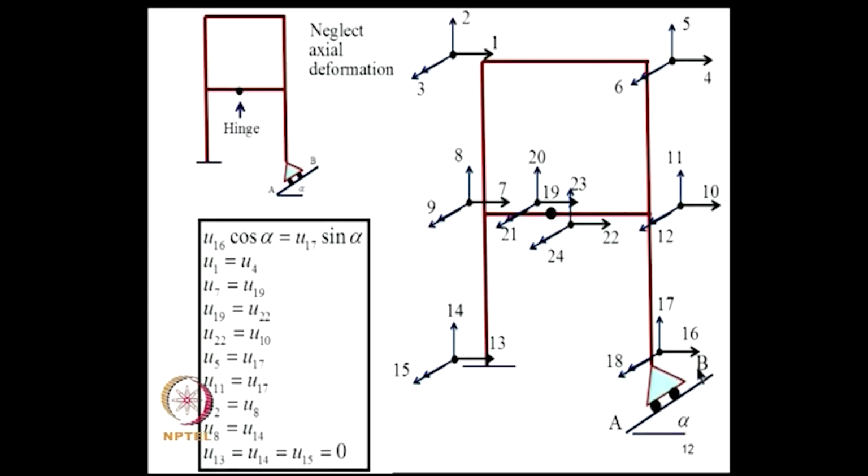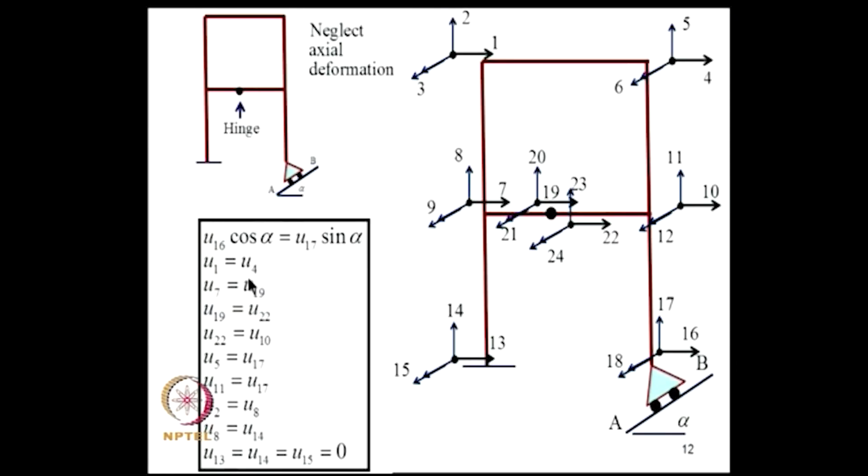Now, a similar example in the analysis of a frame. Suppose we consider a 2-story frame, again for illustration we will have a roller on an inclined plane and a hinge. Additionally, we can ignore axial deformation. So, what will be the constraint equations? Again here I have U16 cos alpha is U17 sin alpha. The numbering schemes are here.